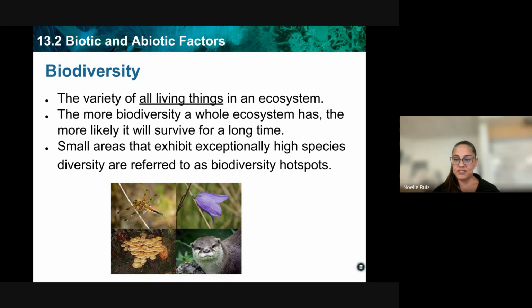A lot of the time, it's the rainforest, the jungles. The places that get a lot of rain, a lot of water. Water equals life. The more ready water there is in an area, the more organisms you will find.